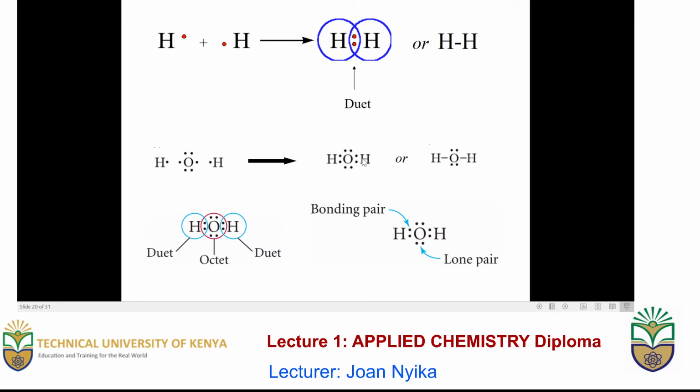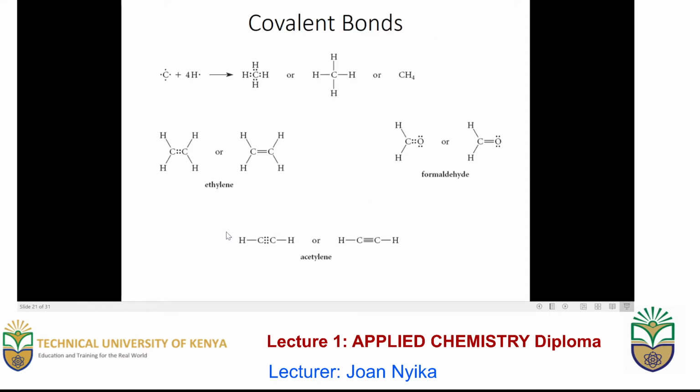Look at this case. The hydrogen and the oxygen are sharing these 2 electrons, and the same case here, so that they can get to a stable state. Remember, for hydrogen, the stable state is a duet state, but for oxygen, the stable state is an octet state. Let us look at other examples of covalent bonds.